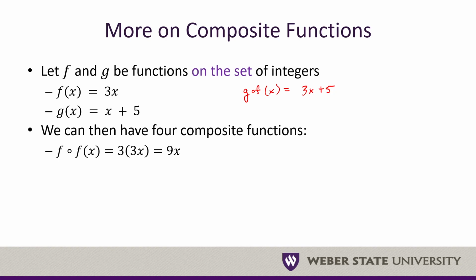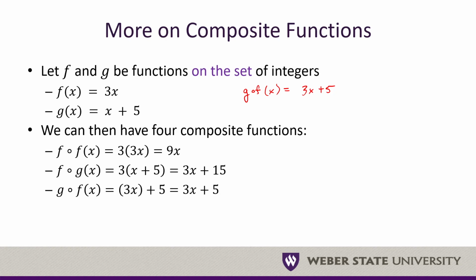So the composite of f, given f, would be 3 times 3x. That would be 9x. F circle g would be, g of x is x plus 5, multiply that by 3, we get 3x plus 15. G circle f is what most people think of, where I've got 3x plus 5 as my result. And then my final one would be g of g, or g circle g, and that would be x plus 5 plus 5. Those are the different composites that we can do.